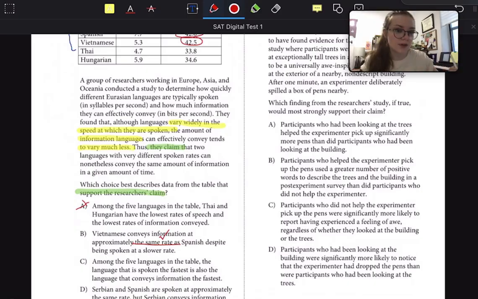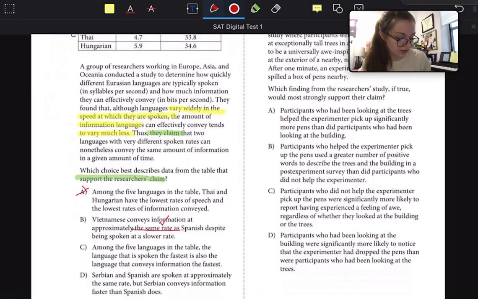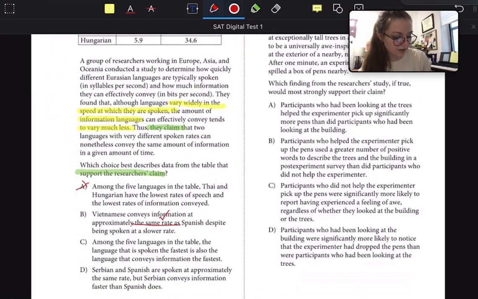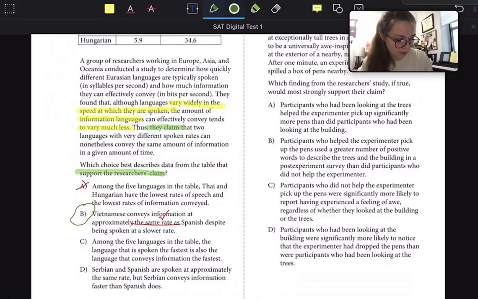Despite being spoken at a slower rate. So Vietnamese is spoken at a slower rate than Spanish. Let's take a look. So yes, absolutely. We can see here, this part of the data is correct, this part of the data is correct. This is a pretty good indicator that this is our correct answer. So we can put that in as a placeholder, unless you're super, super, super confident, which in this case you could be, because there is nothing wrong with this answer. But let's just take a look at the other answer options to double check.